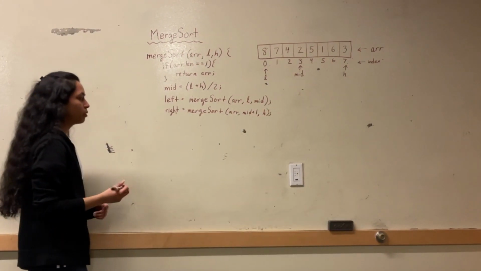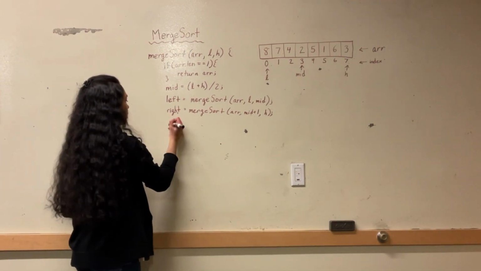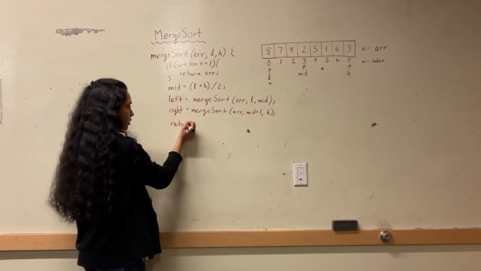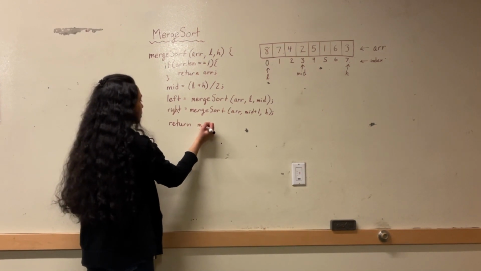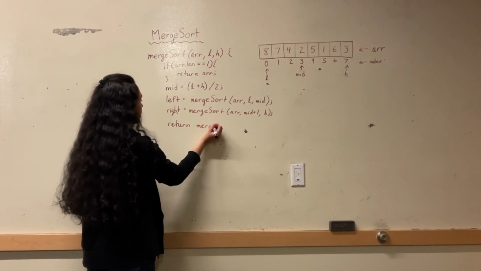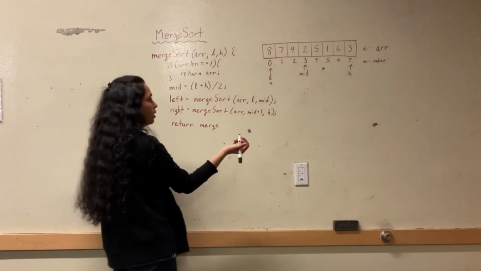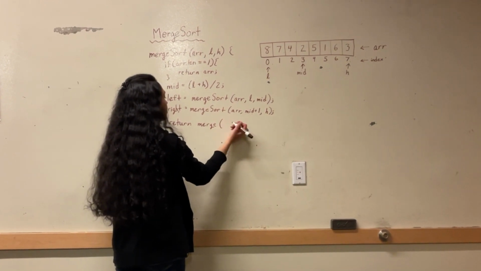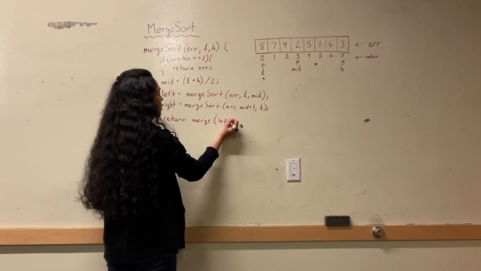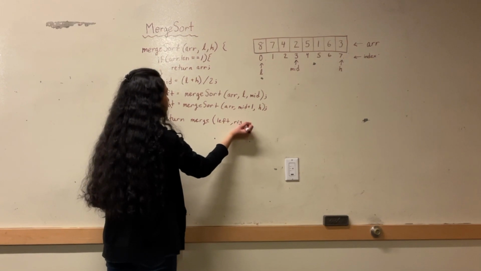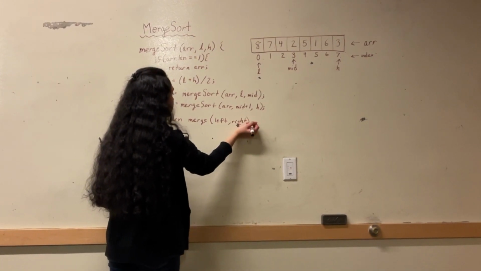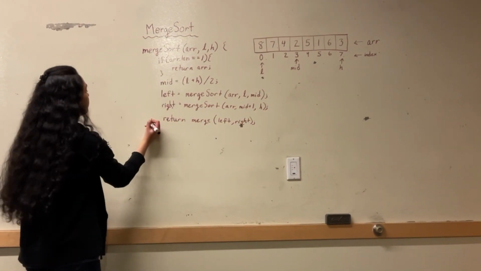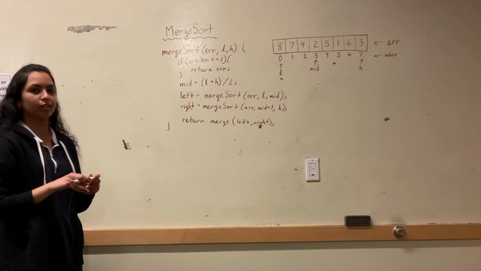And finally, we're going to call merge, the helper function, and we're going to merge together the left and the right halves of the array. So left, right, and we would just return that. And that's the merge sort function.